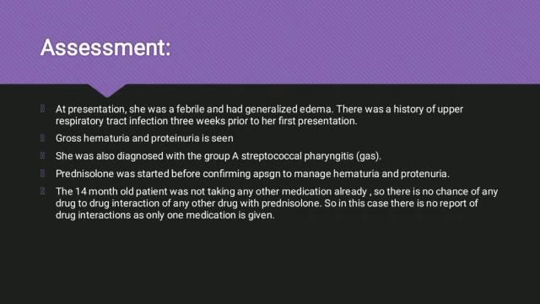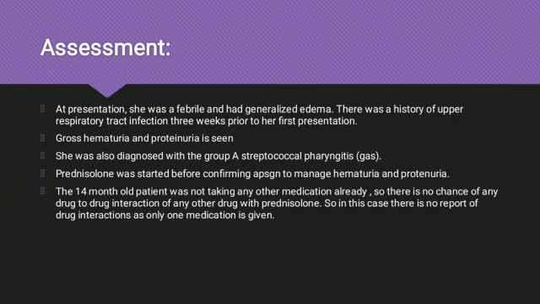Assessment. At presentation, she was afebrile, that is, she was not having fever, and had generalized edema. There was a history of upper respiratory tract infection 3 weeks prior to her presentation. Gross hematuria and proteinuria were seen. She was also diagnosed with group A streptococcal pharyngitis.